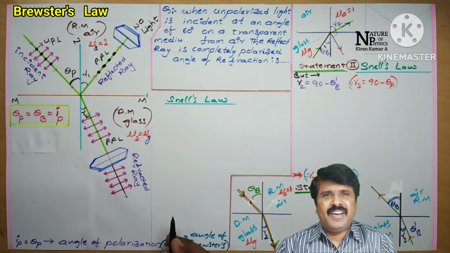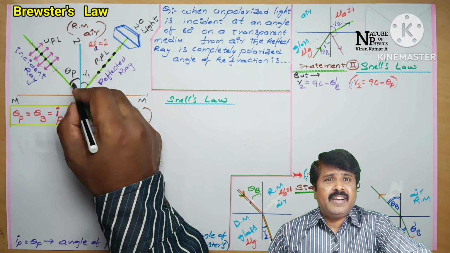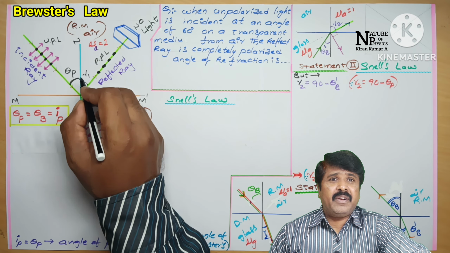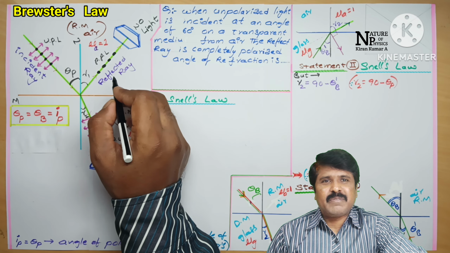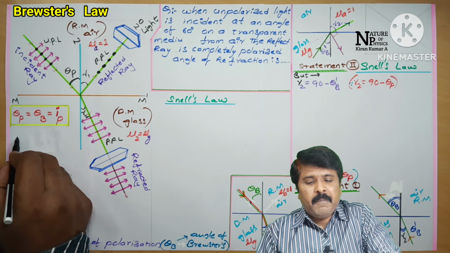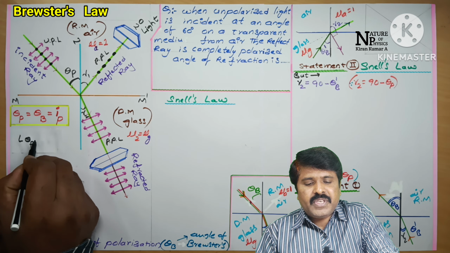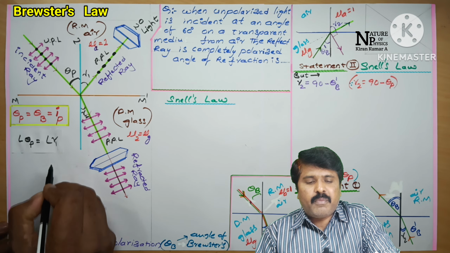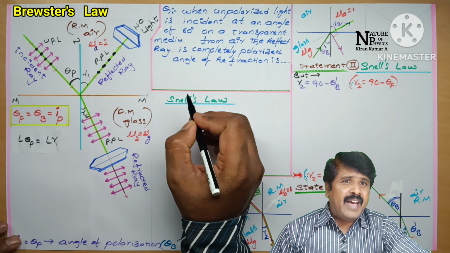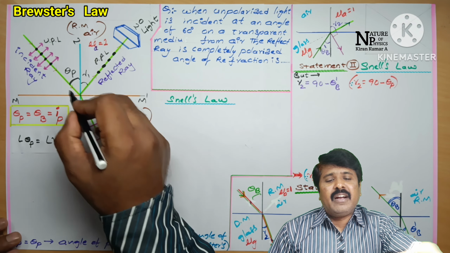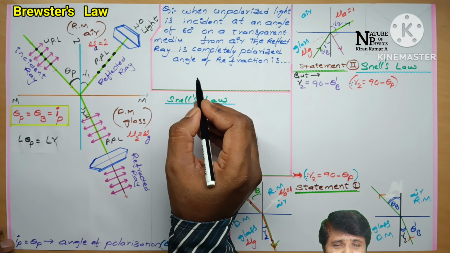Okay, now continuing the derivation. Angle of incidence is equal to angle of reflection, from the law of reflection by plane surfaces. See student, angle theta p is equal to angle R1. R1 is the angle of reflection and R2 is the angle of refraction. Theta p is the angle of polarization.